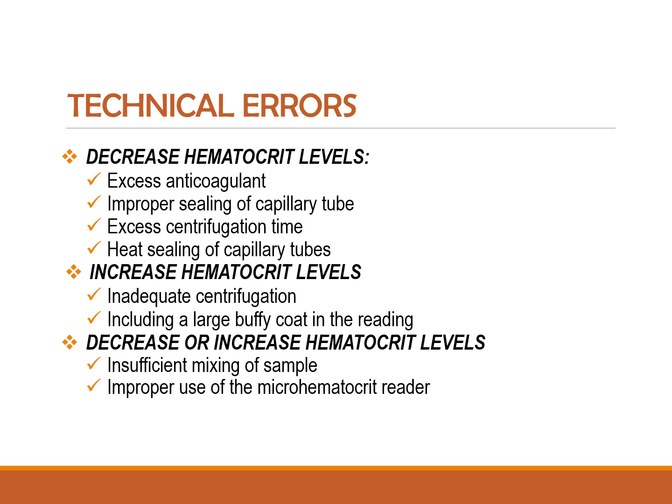For the decreased or increased hematocrit levels, we have two technical errors listed. First is insufficient mixing of the sample, which depends on which part of the specimen, either the plasma or the red blood cells, is principally drawn into the microhematocrit tube, and improper use of the microhematocrit reader. It is important to note that as a laboratory scientist, you should be able to practice the skill of reading hematocrit results using the rectangular or the circular microhematocrit readers.